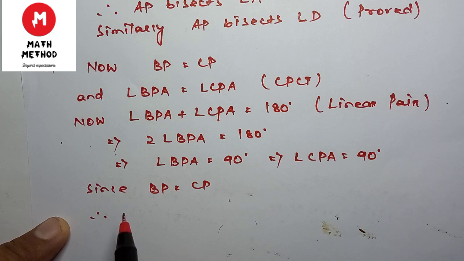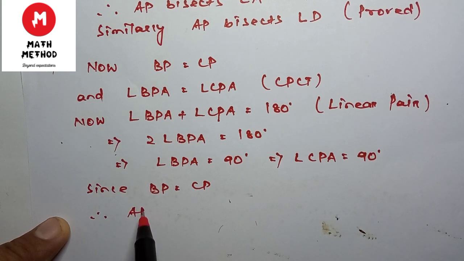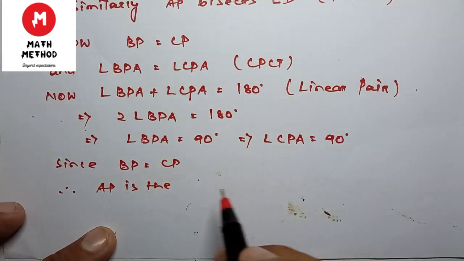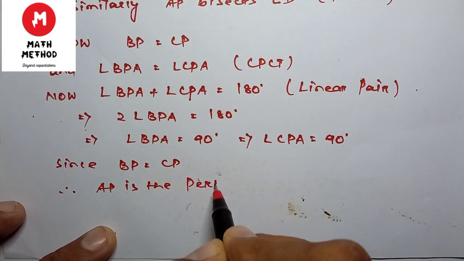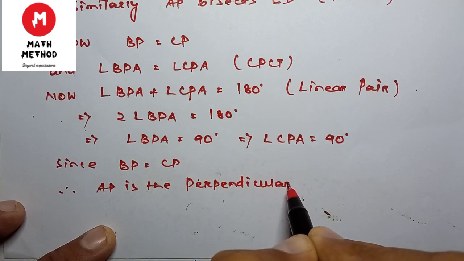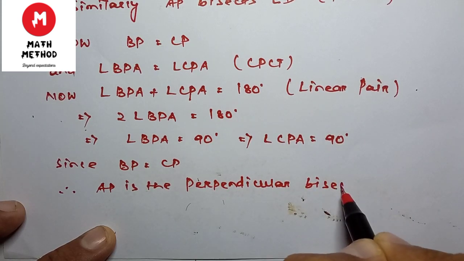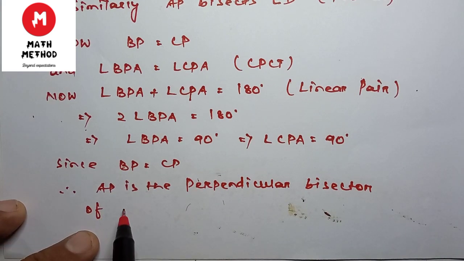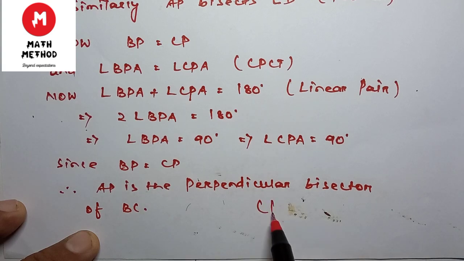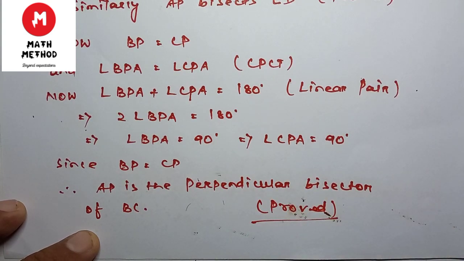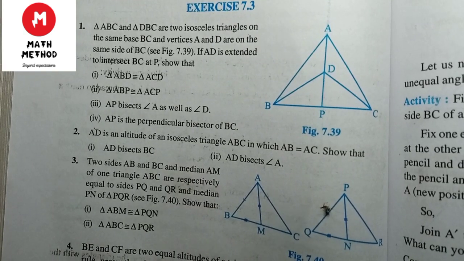So I can write like this, therefore AP is the perpendicular bisector of BC. This is our proved. So question number 1 is over. Here is our question number 2.